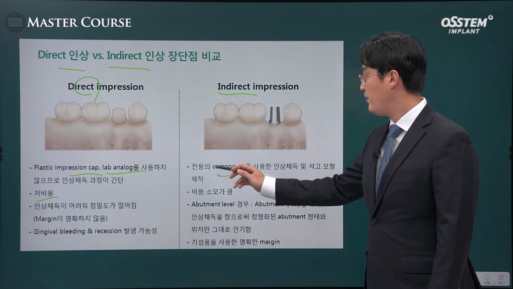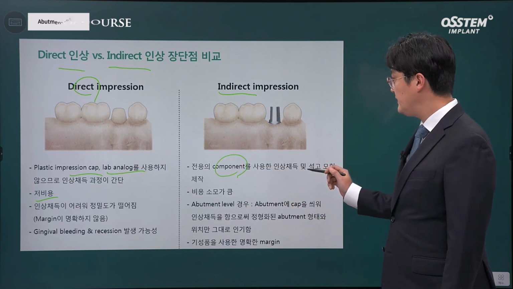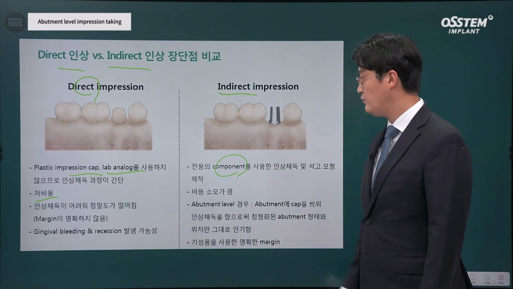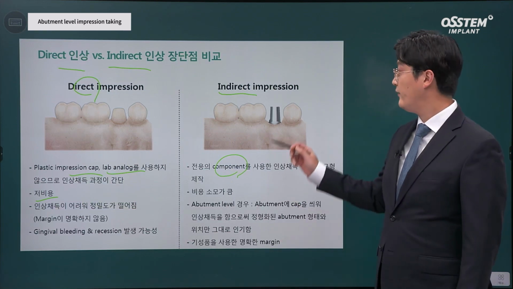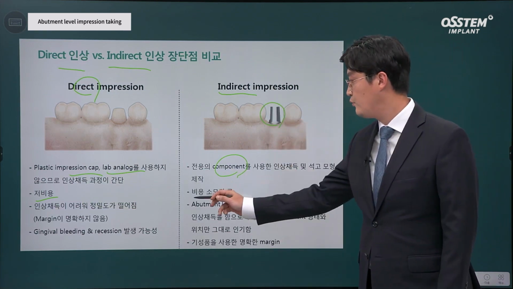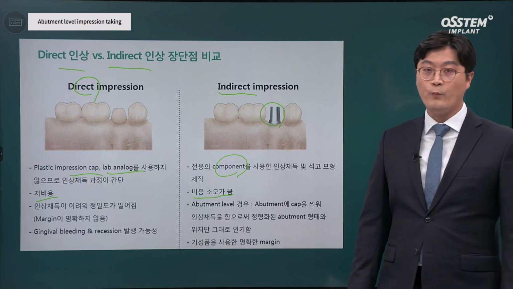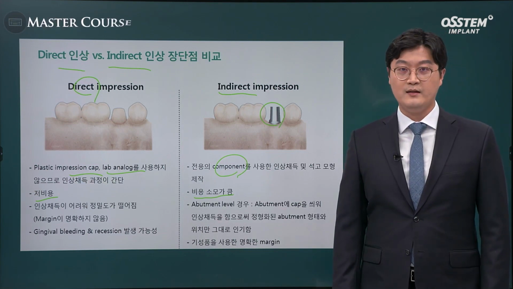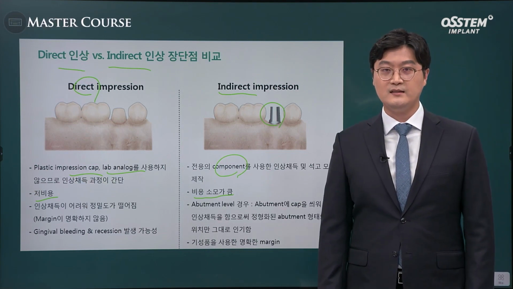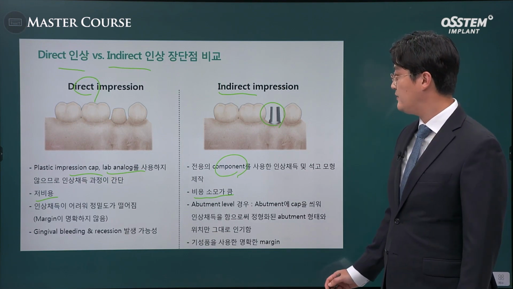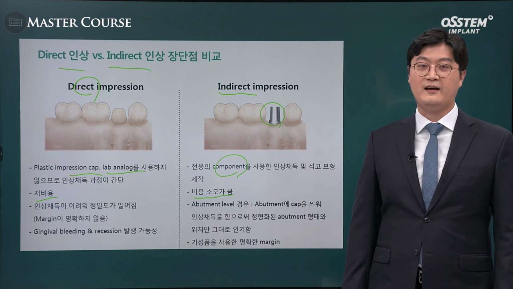In indirect impression taking, dedicated components need to be used for impression taking. So the gypsum model is more accurate. However, because of the components, the cost increases. If a stock abutment is reduced, the indirect approach cannot be used. That is a downside.